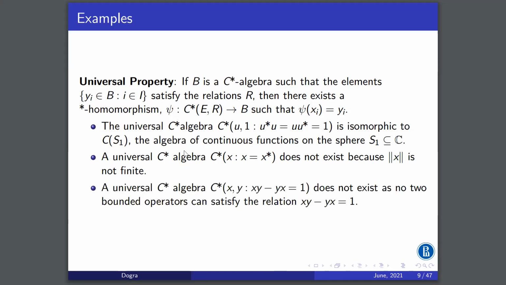And for these couple of examples, these are cases when a universal star algebra might not exist. For example, if the universal star algebra is given by this relation, then it does not exist because its norm might not be finite. And for example, if the generators look something like this, then because the generators are realized as bounded operators on some Hilbert space, we see that for any two bounded operators, this relation cannot be satisfied. So therefore, this star algebra will also not exist.